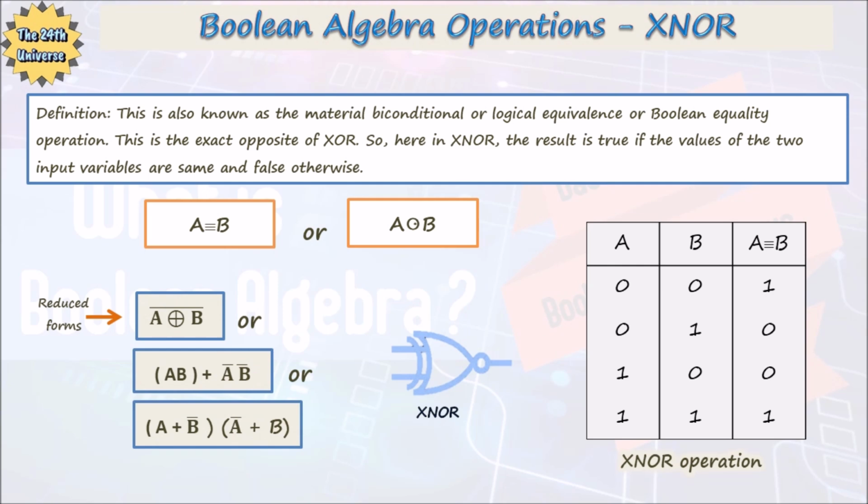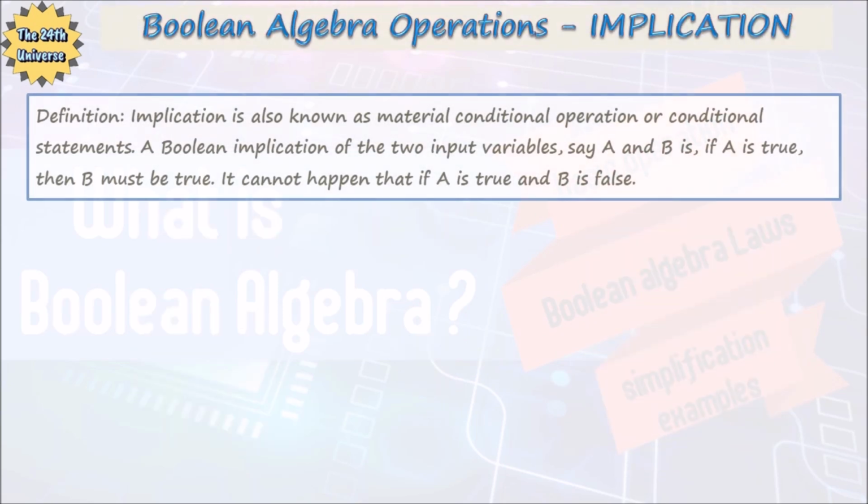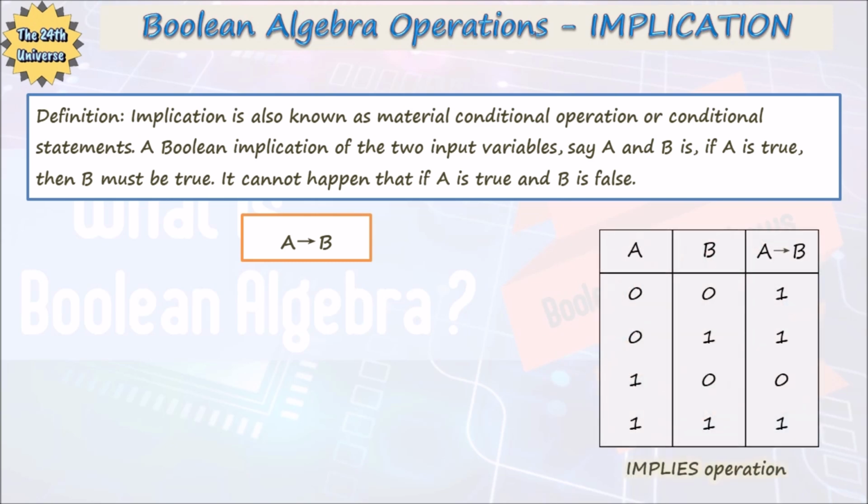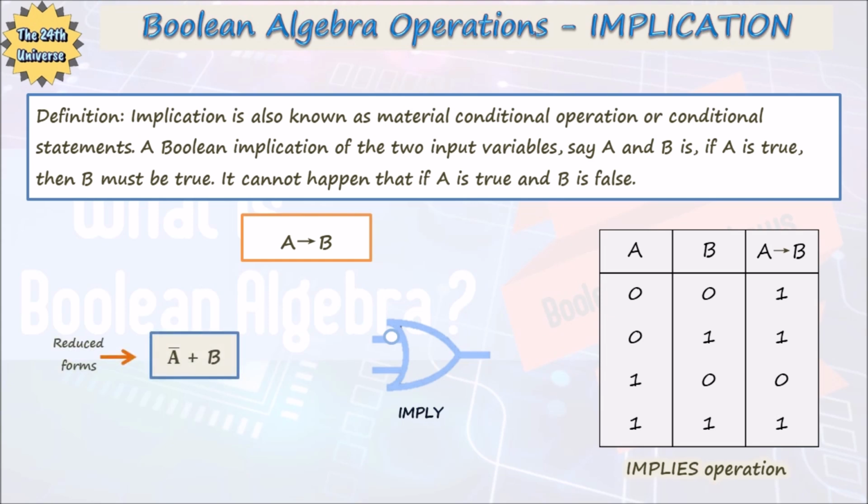The next operation is implication. Implication is also known as material conditional operation or conditional statements. A Boolean implication of the two input variables A and B is, if A is true, then B must be true. It cannot happen that A is true and B is false. This is how we denote A implies B with an arrow. Here in the truth table, one can see that when A is 1 and B is 0, the result is 0, and in all the rest of the cases the result is 1. And this is how we represent the imply logic gate. And this is the reduced form used in Boolean expressions.